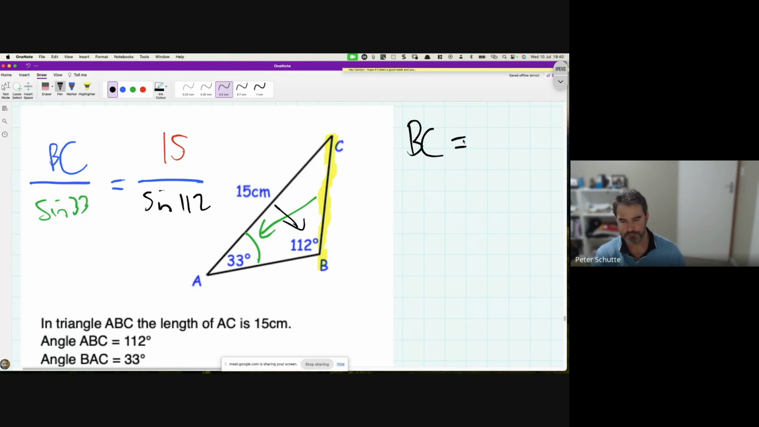What are we going to get for that? I think we just have to bring that sine 33 to the other side.